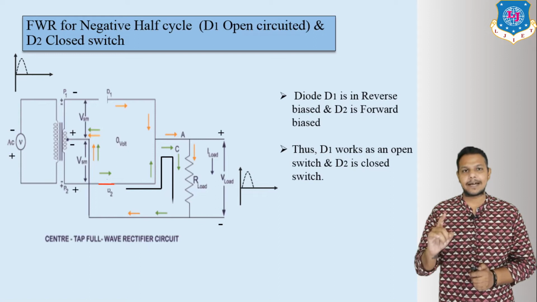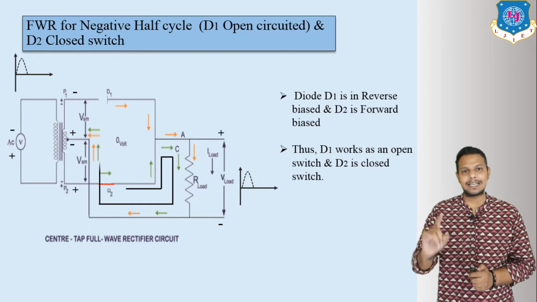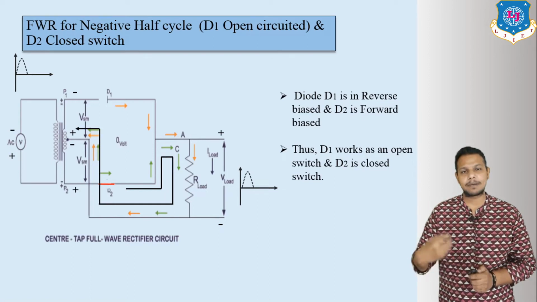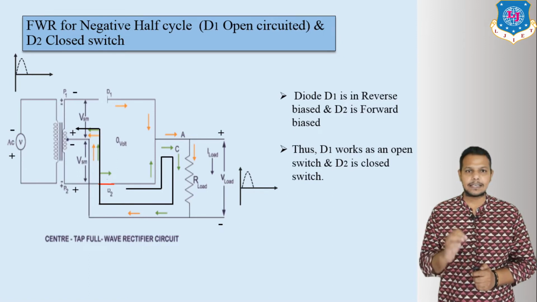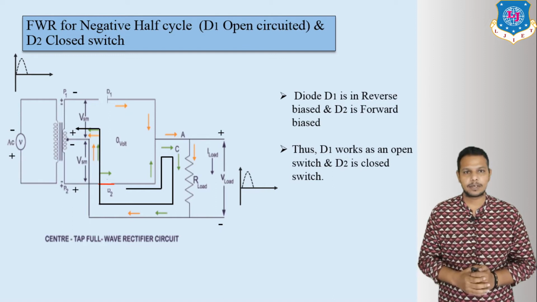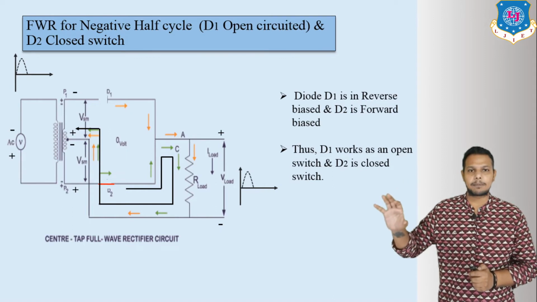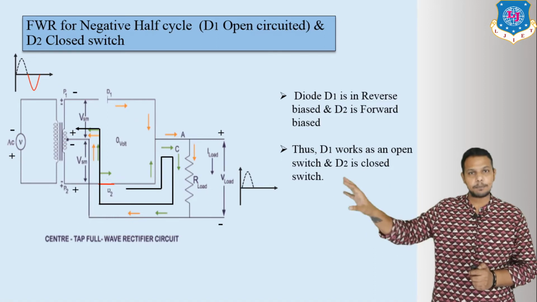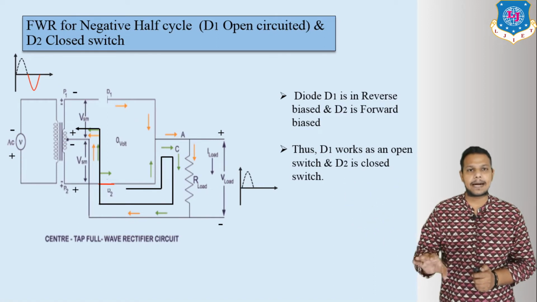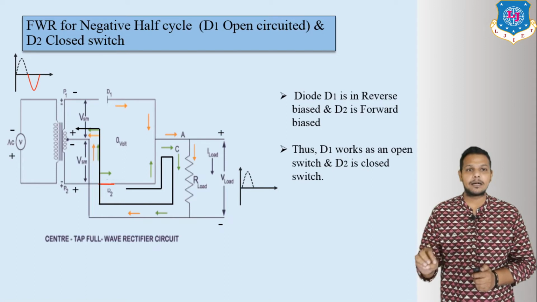And at that time diode D1 works in reverse bias. That means it becomes off. So only one diode at a time is in forward bias. So if we apply a negative half cycle on the input side, we will get a positive half cycle at the output side.